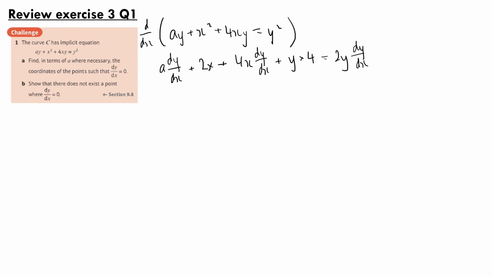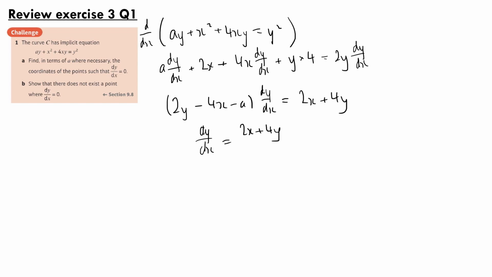Now if we collect all terms with dy by dx onto the left hand side, we have 2y minus 4x minus a dy by dx is equal to 2x plus 4y. And therefore we have dy by dx is equal to 2x plus 4y over 2y minus 4x minus a. And therefore we have that 2x plus 4y must equal 0. And therefore we have x is equal to minus 2y.